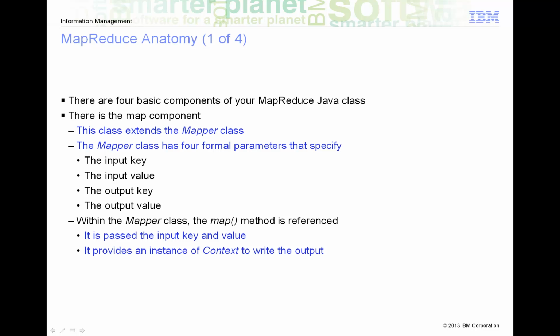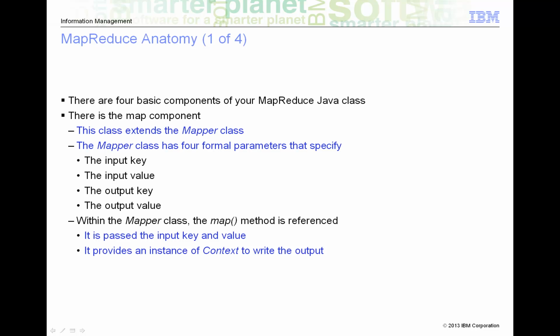Within your mapper class, you reference the map method. The input key and value are passed to this method. This method also provides an instance of context, which is used to write the output key-value pair.